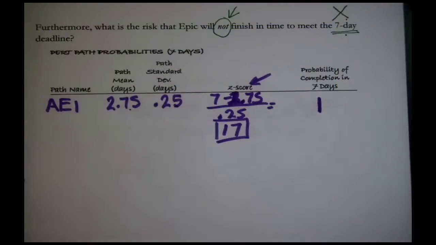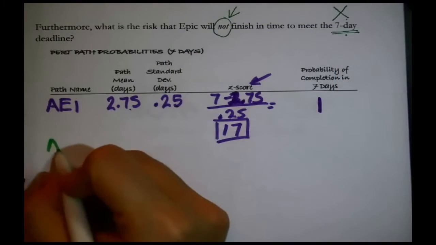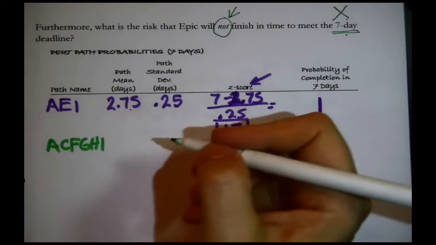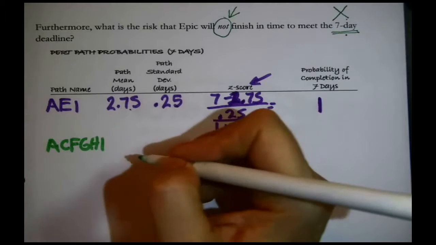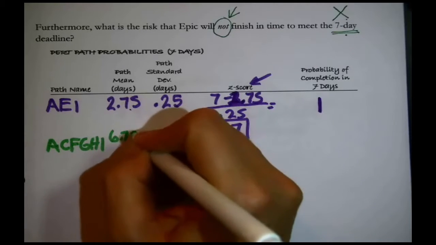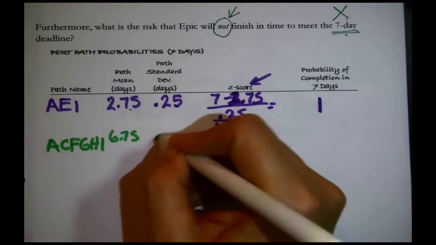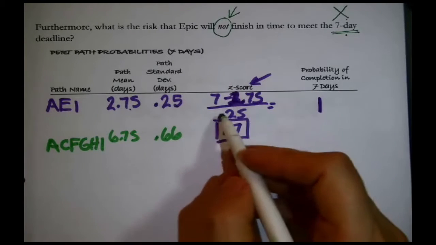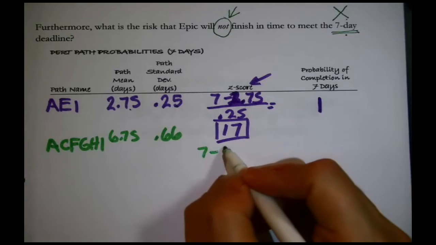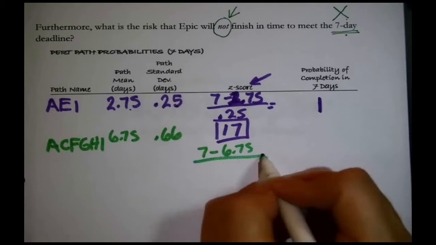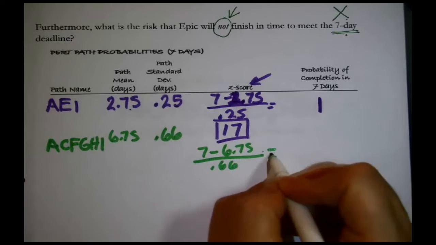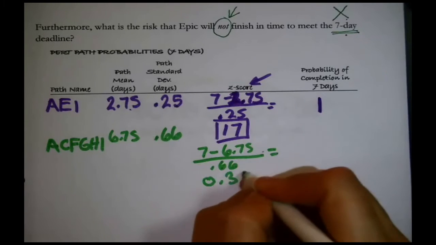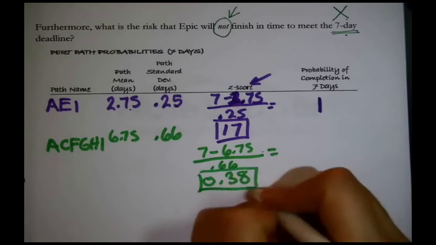The critical path, A, C, F, G, H, I. Same data as last time. The path mean is 6.75. The path standard deviation is 0.66. We don't have to find that again. The z-score is 7 minus 6.75 divided by 0.66. I get 0.38. There's our z-score for this particular path.